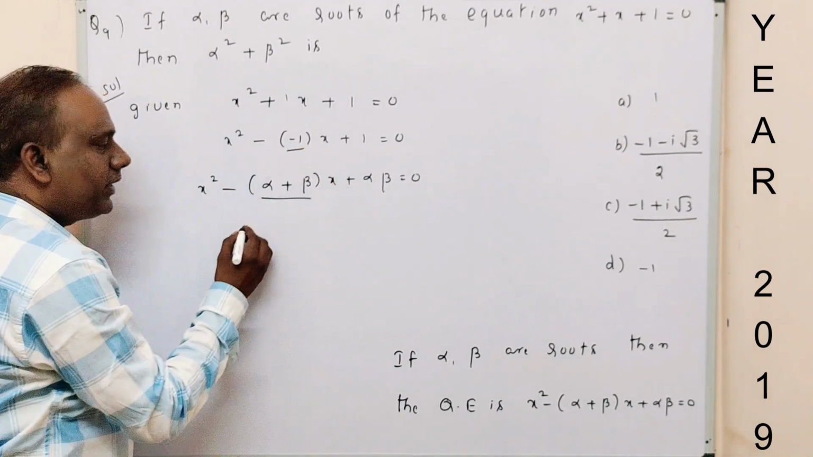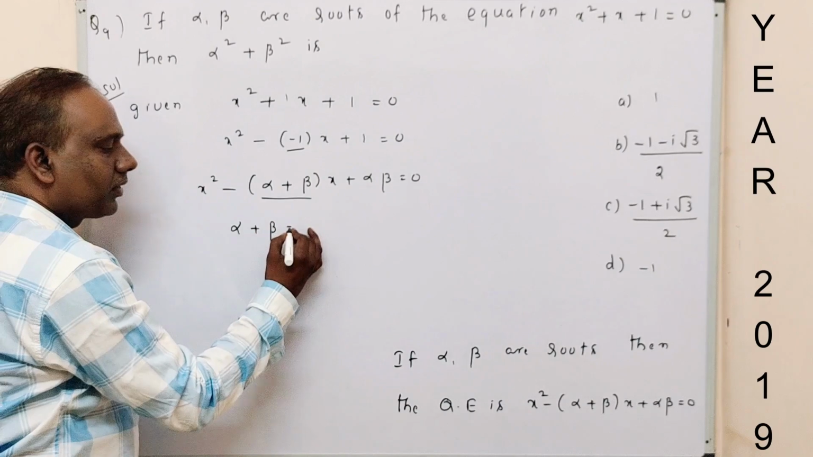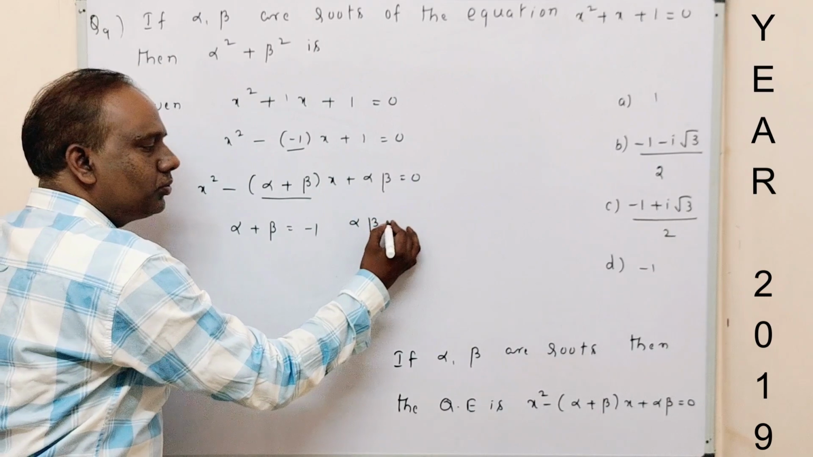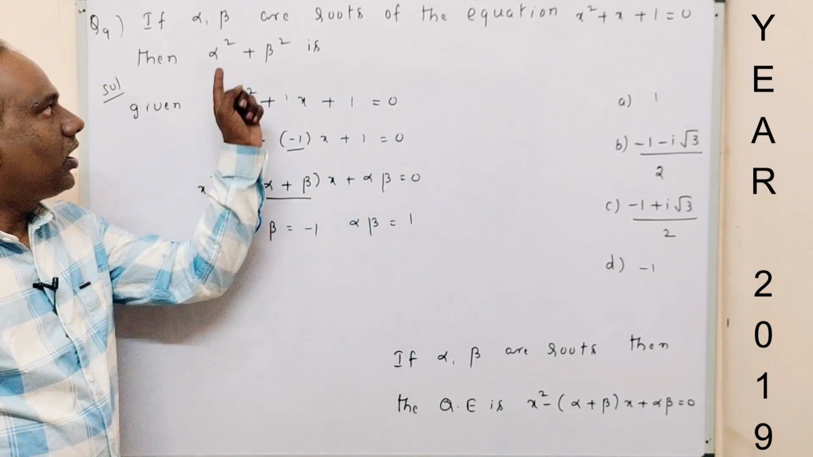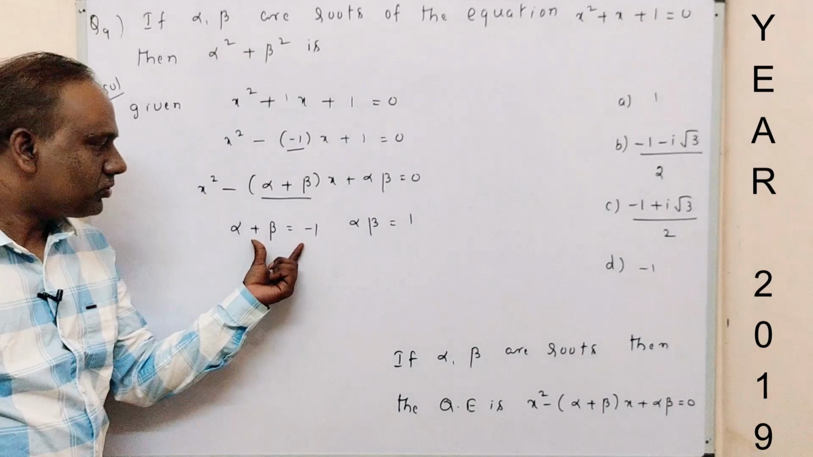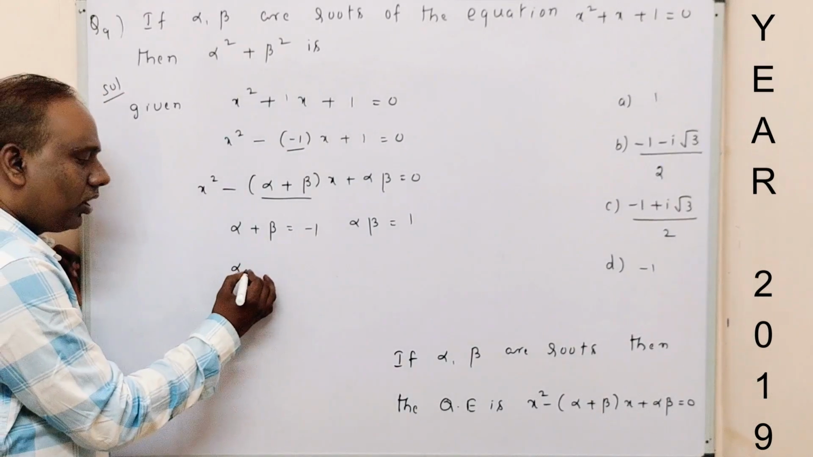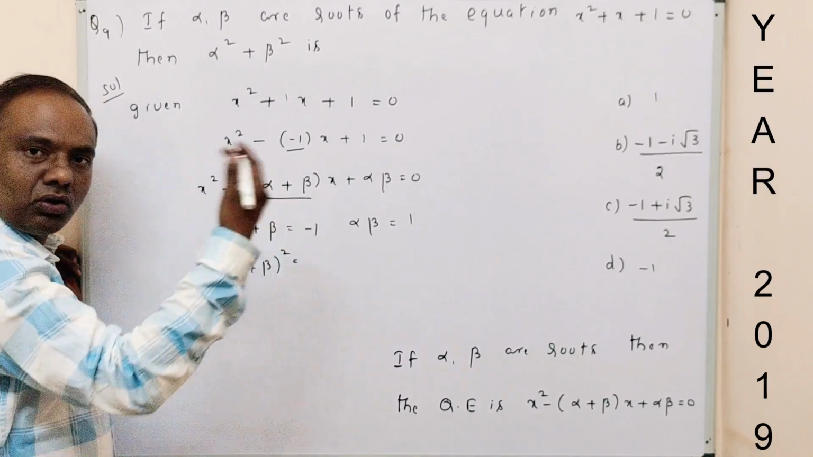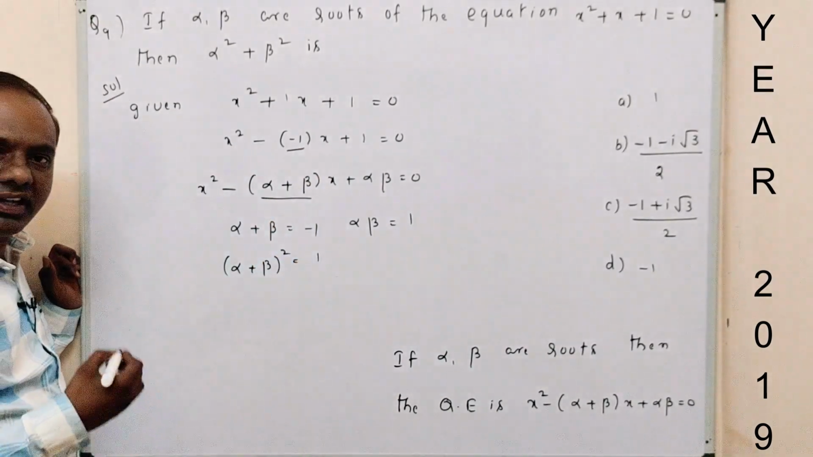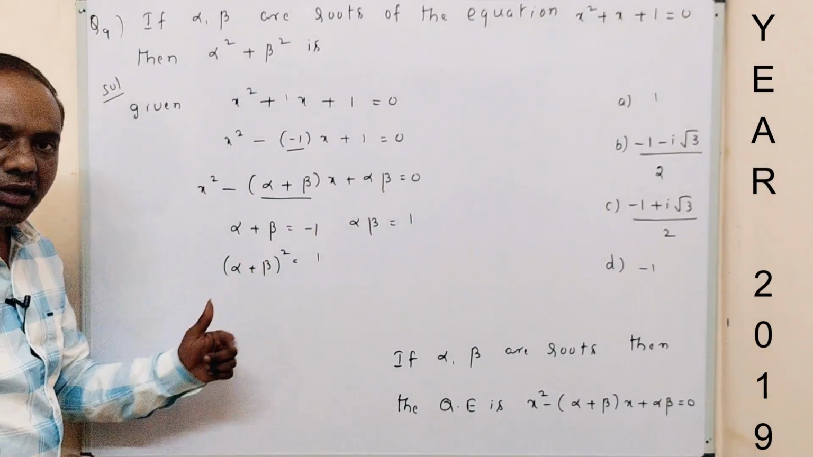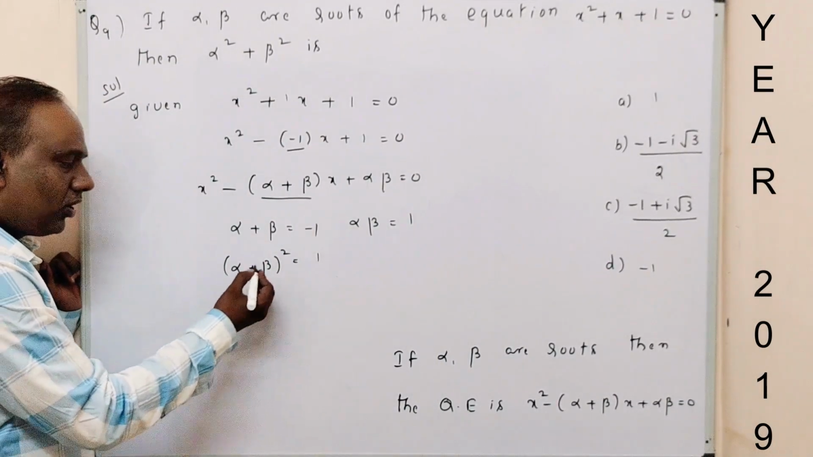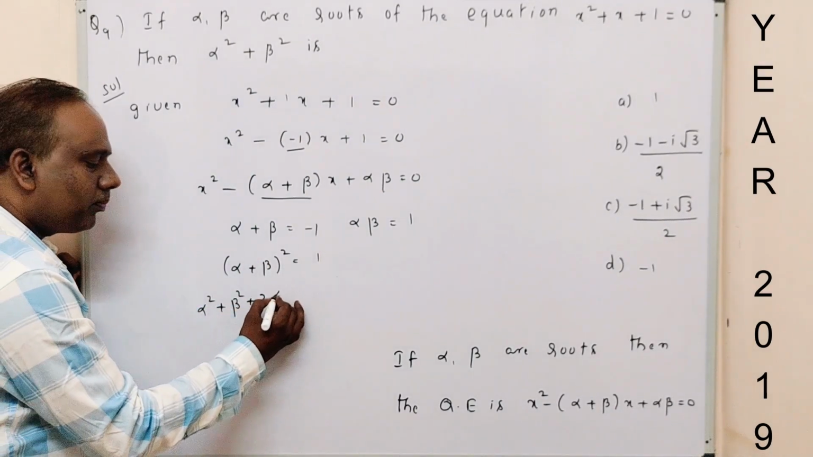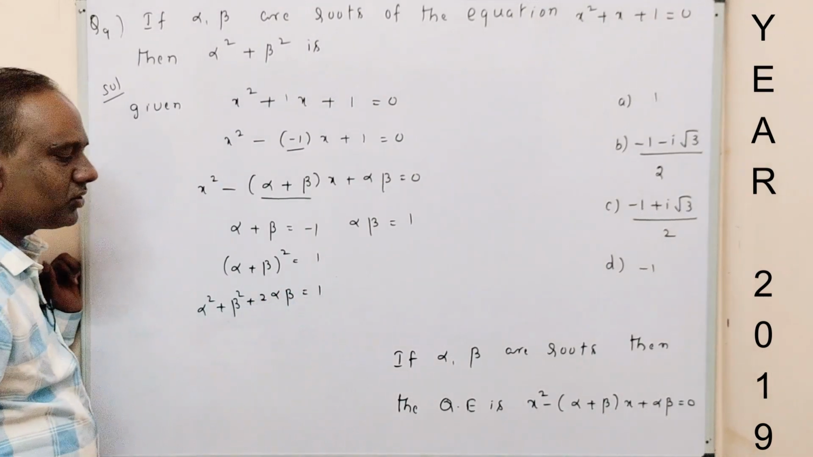Now alpha plus beta is equal to what? Alpha plus beta is equal to minus 1 and alpha beta is equal to 1. Now alpha square plus beta square, now squaring on both sides. So alpha plus beta whole square is equal to minus 1 whole square. Minus 1 whole square is 1. Now it is like a plus b whole square. So alpha plus beta whole square is alpha square plus beta square plus 2 alpha beta is equal to 1.